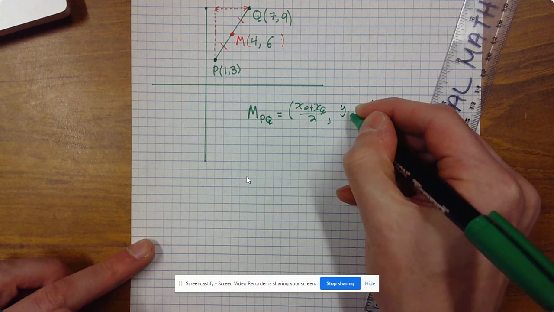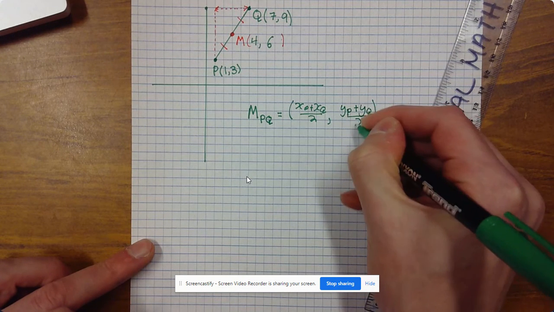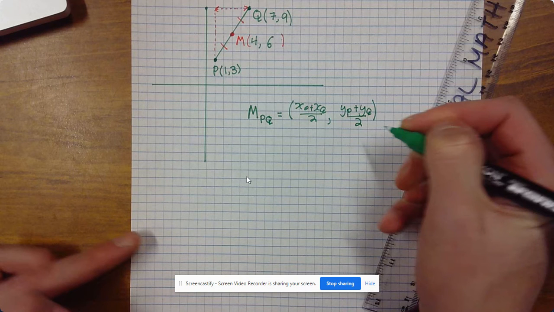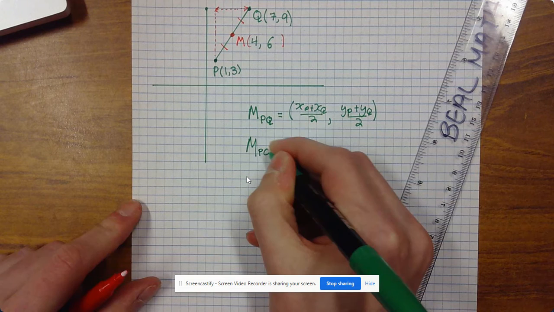And then to find my y coordinate, I'm going to do the same thing. I'm going to add up my two y coordinates and divide by 2. So I'm taking the average of the x's and the average of the y's. And that's all I need to do. So the x coordinate of point P was 1. The x coordinate of point Q was 7. And then I'm going to add those together and divide by 2. So it's almost like I have two separate formulas. One formula to find my midpoint x coordinate, and a separate formula to find the midpoint y coordinate.